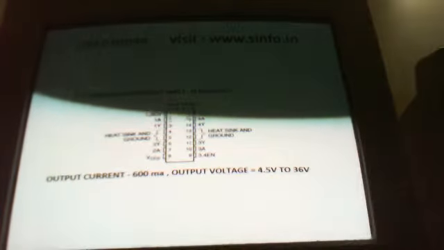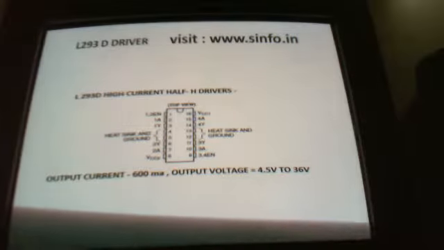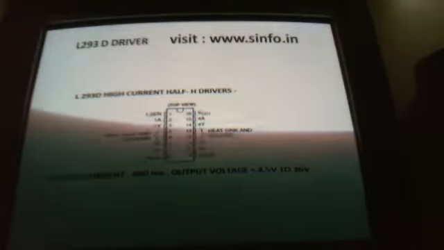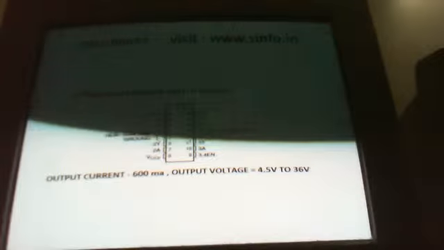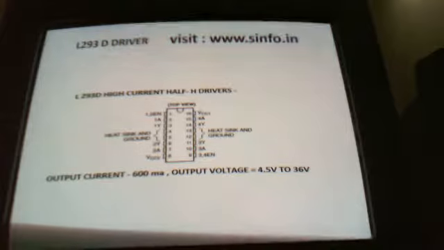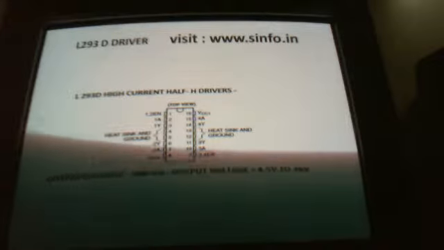Today we are going to see the L293 driver and its interface with microcontrollers. As shown in the slide, L293 is a high current half H driver IC. In this you will have 4 drivers. Using 4 drivers you can drive a maximum of 2 DC motors.